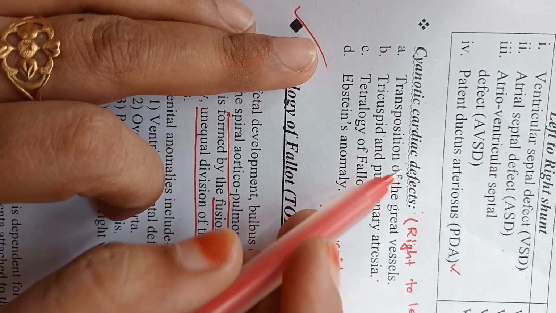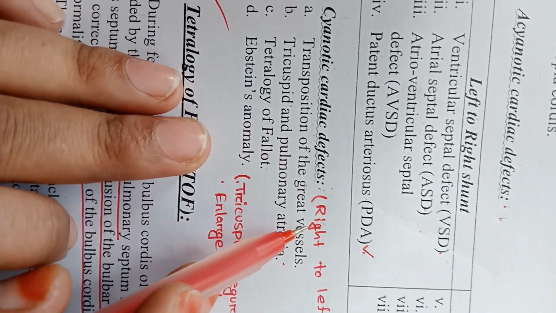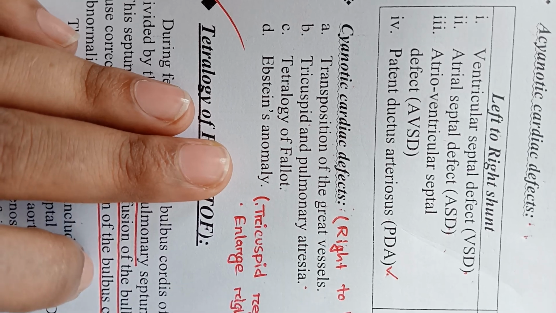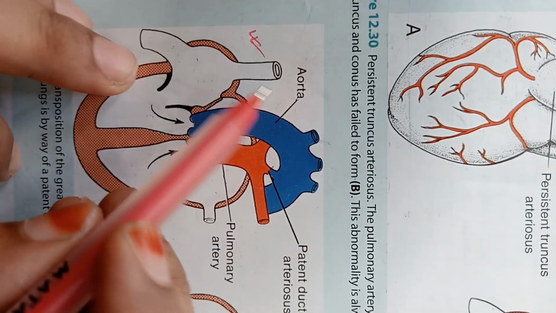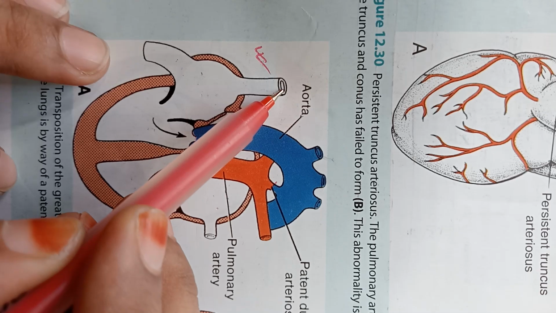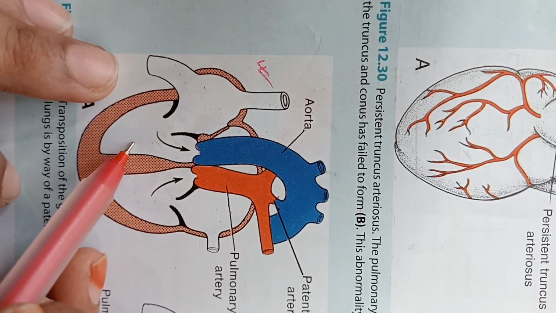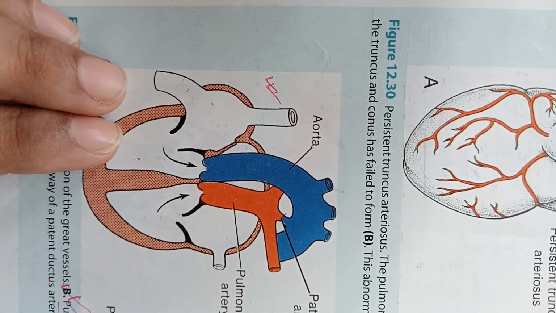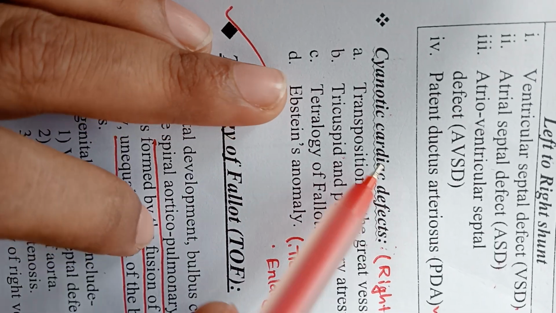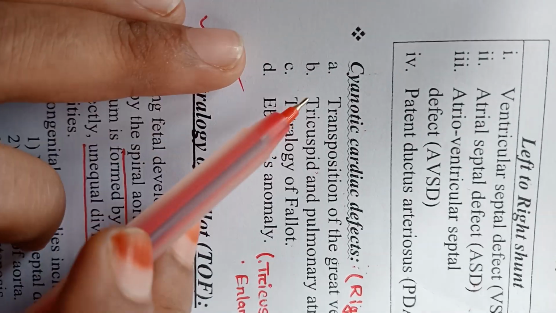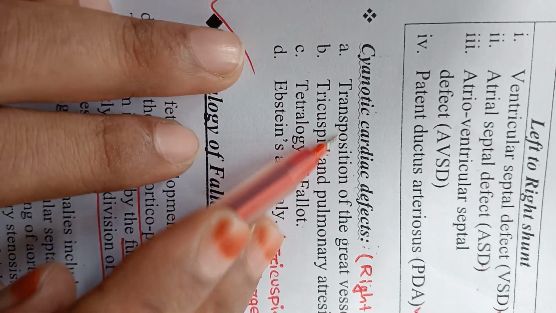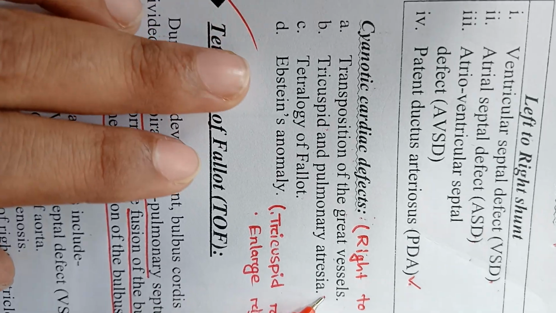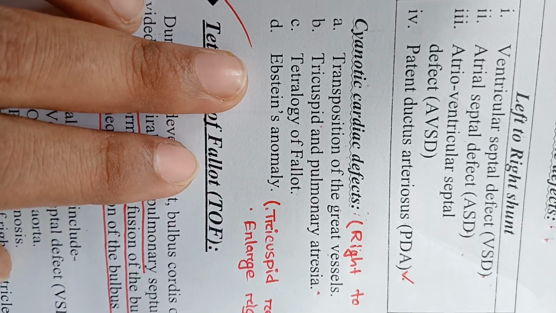Now the cyanotic cardiac defect, and here the shunt occurs from the right to left. Okay, and we know in the right side of the heart there is deoxygenated blood, which comes from the superior vena cava and the inferior vena cava. Now come to the classification of the cyanotic cardiac defect, and they are classified into transposition of the great vessels, tricuspid and pulmonary atresia, tetralogy of Fallot, and Ebstein anomaly.